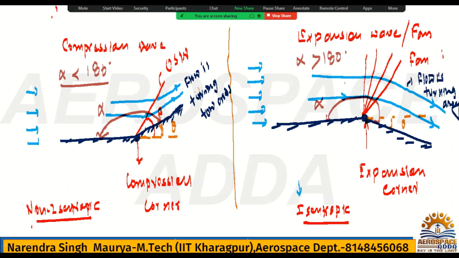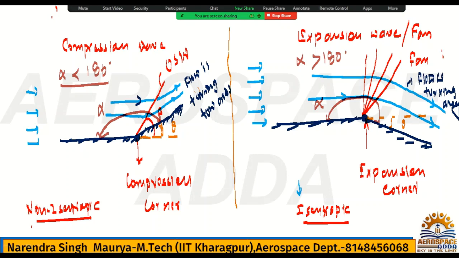Turning away. See, the flow is coming like this, and again it is going away. But here in this flow, the flow is coming like this, and again it is turning towards the flow only. So it is turning towards the flow only, then it will try to compress it. Hence it is called compression wave. And where will the compression wave occur? Because of this compression corner. Because at this corner, that wedge is turning towards the flow.